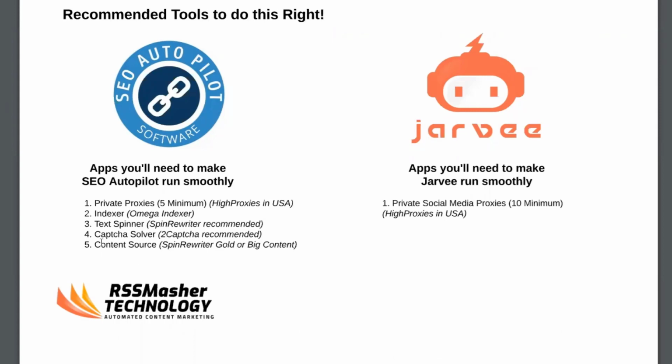That's what it's called. So you're going to need a spinner, a CAPTCHA solver. There's several different CAPTCHA solvers they recommend. 2CAPTCHA is probably the best one, the least amount of errors on solving. It's got real people solving, but you do have to put up a credit balance with it.